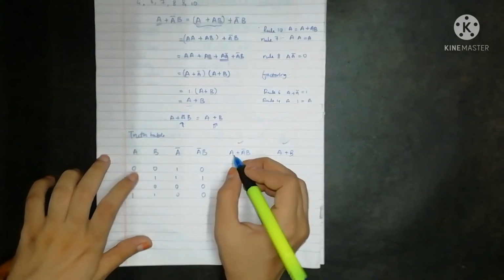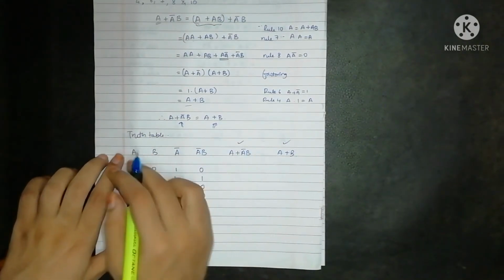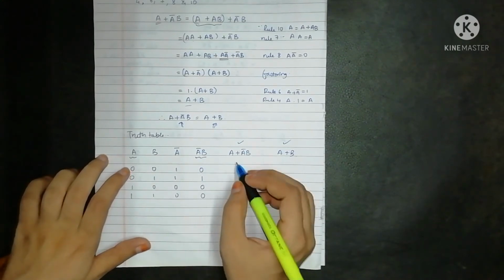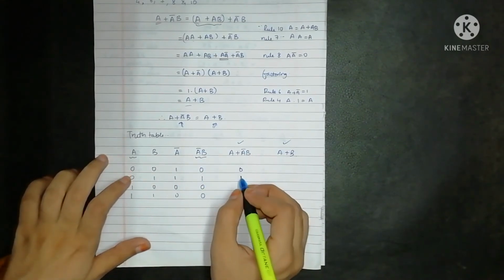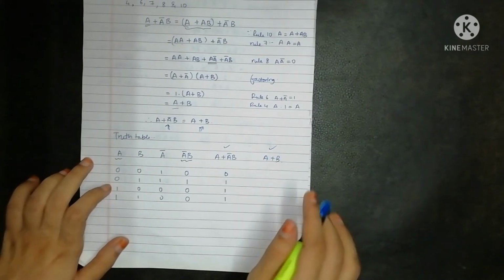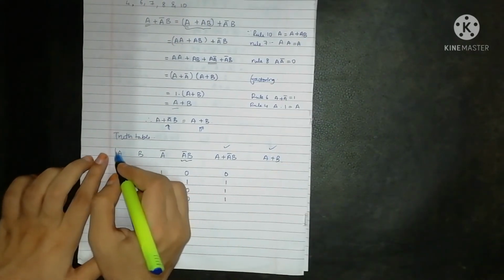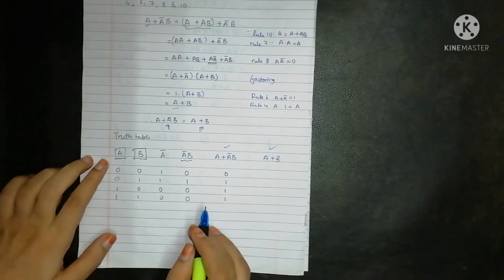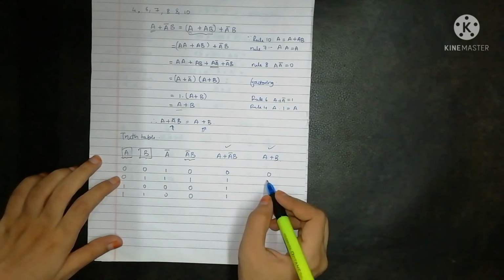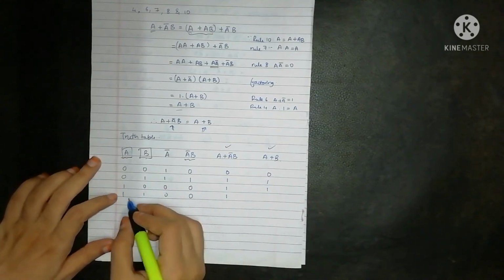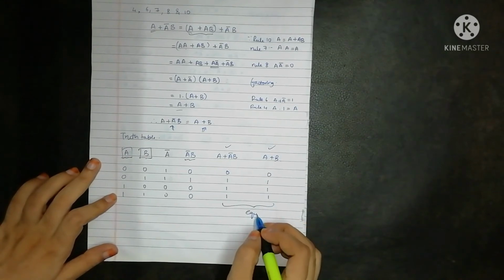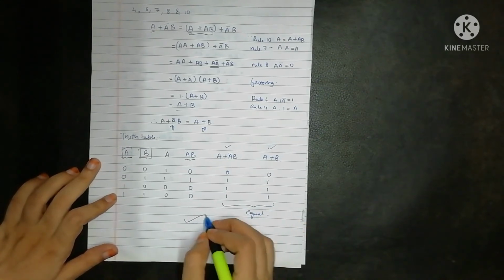Then A plus A bar B, this column and this column we need to add. So 0 plus 0 is 0, 0 plus 1 is 1, 1 plus 0 is 1, 1 plus 0 is 1. Then A plus B, take sum of both the inputs. 0 plus 0 is 0, 0 plus 1 is 1, 1 plus 0 is 1, 1 plus 1 is 1. Both the values are equal and thus the law is verified.